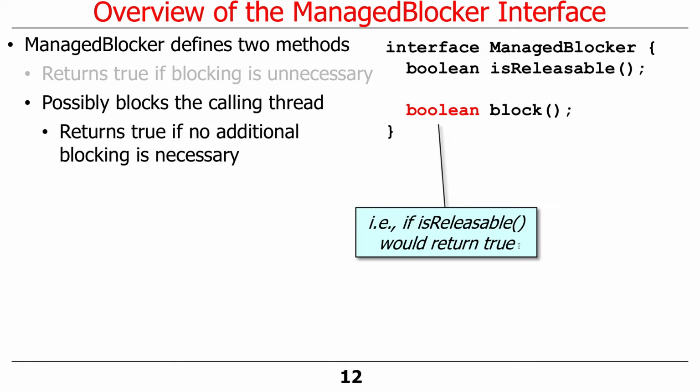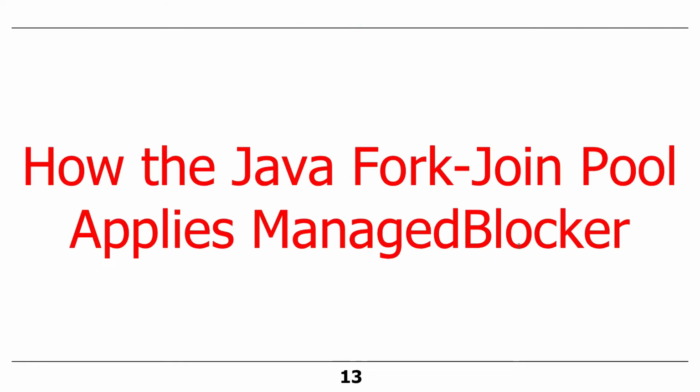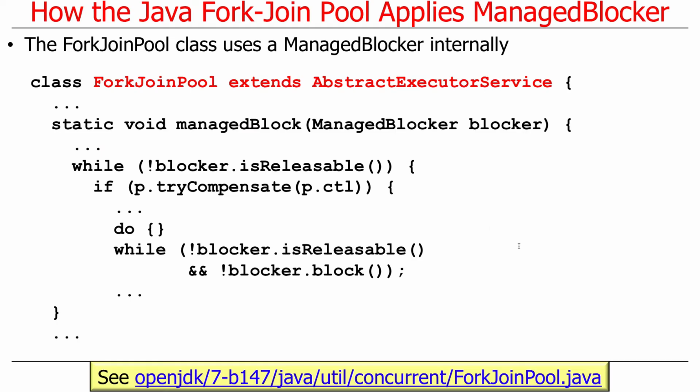It's actually somewhat rare for that to happen. It usually just goes ahead and blocks. But when it returns something, you'll know that it's now able to make forward progress. Here's how this ManagedBlocker mechanism is used internally by the fork join pool. So if we were to take a look at the fork join pool source code, which you can get if you were to follow this link, if you were to click on the link in the PDF slide, you would see that fork join pool extends abstract executor service.